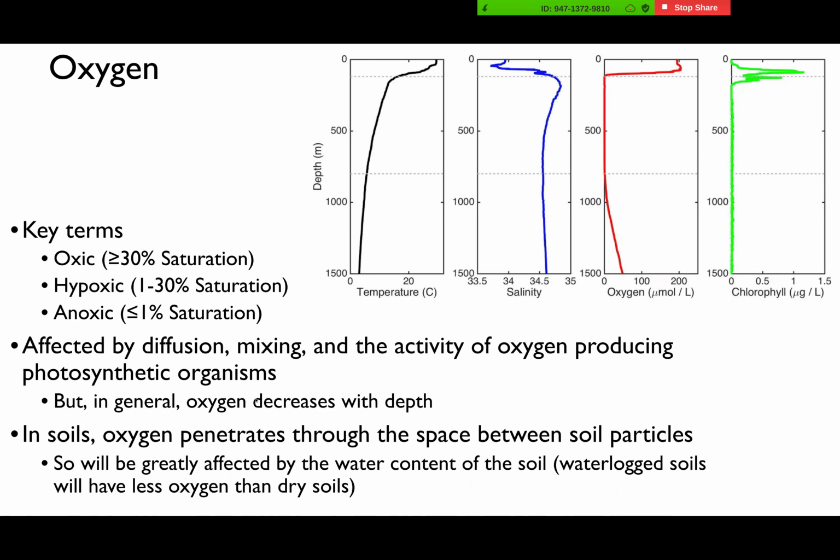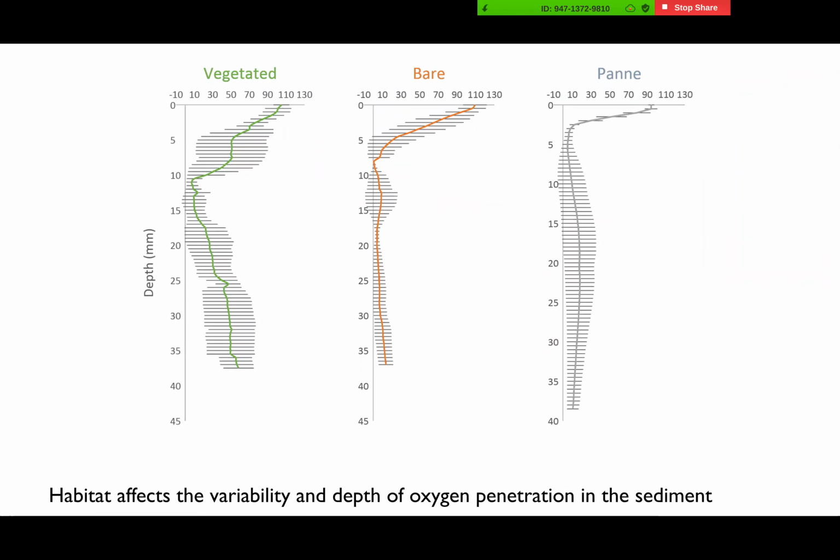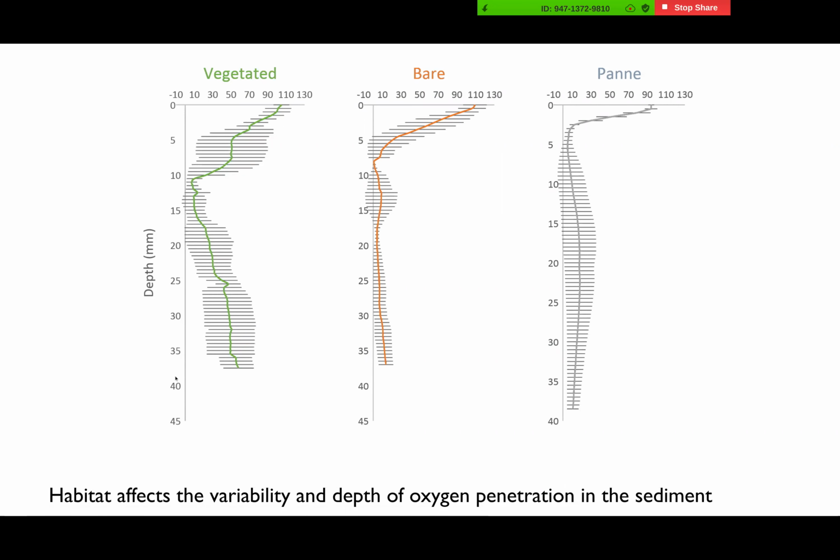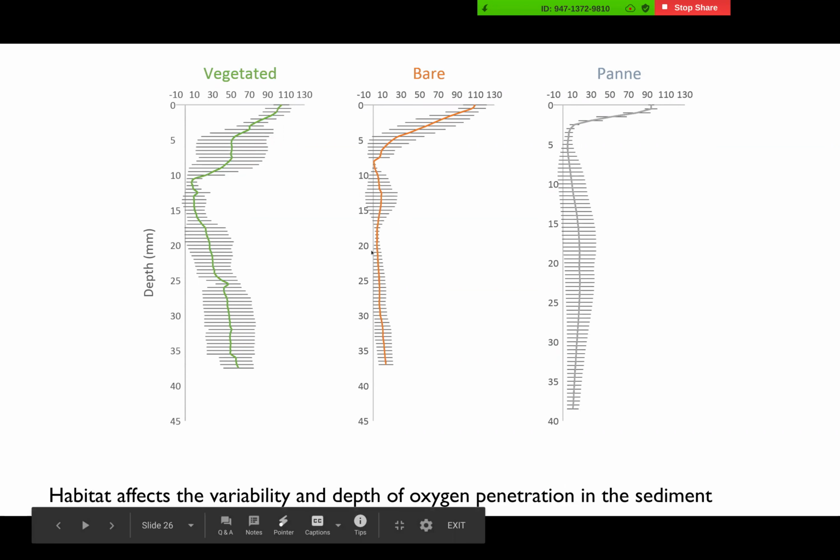Now, in soils, oxygen penetrates through the space between soil particles and doesn't really penetrate very well when soil is waterlogged, just as a note. And it's interesting, you can look at really small depths. In this past figure, I showed you 1,500 meters. That's pretty deep, right? But you can actually look at oxygen concentrations in soils at very shallow depths. In this case, we have 0 millimeters at the top and 45 millimeters at the bottom. So we're talking about just under 4 centimeters, so 2 inches. Very, very small. What you'll notice here is that oxygen dips pretty rapidly early on.